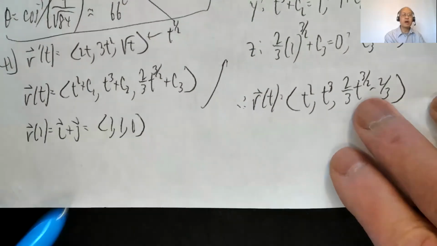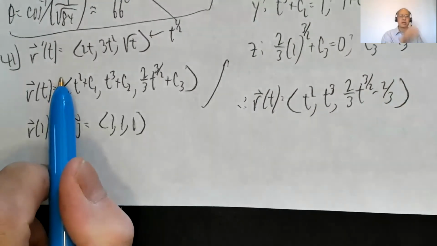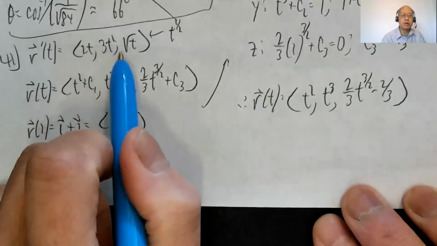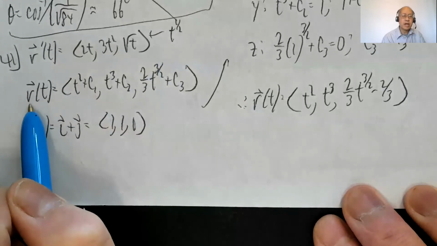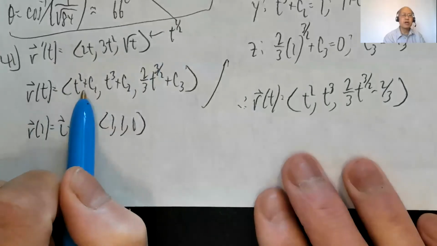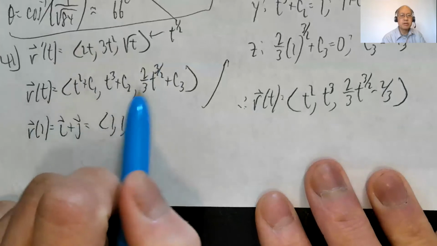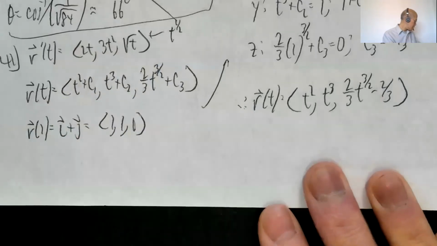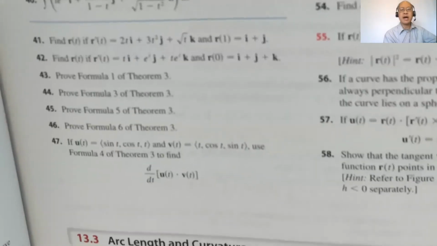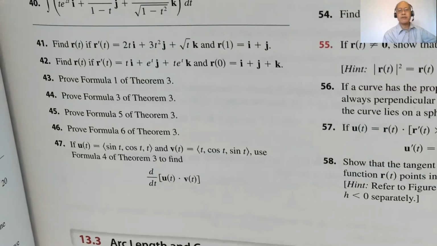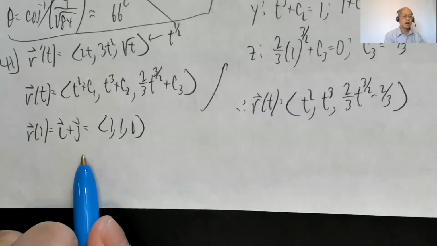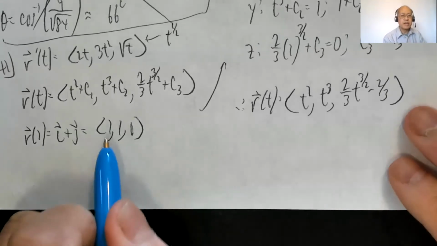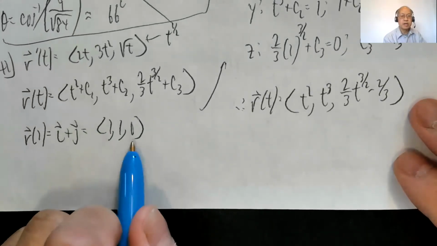Okay, then 41 says r prime is (2t, 3t squared, radical t), which is t to the 1/2. So that means I integrate: r of t is (t squared plus c1, t cubed plus c2, 2/3 t to the 3/2 plus c3). Okay, and now it says r of 1 is i plus j. Another way of thinking of i plus j is the vector (1, 1, 0). Okay, which means x is 1, y is 1, z is 0.